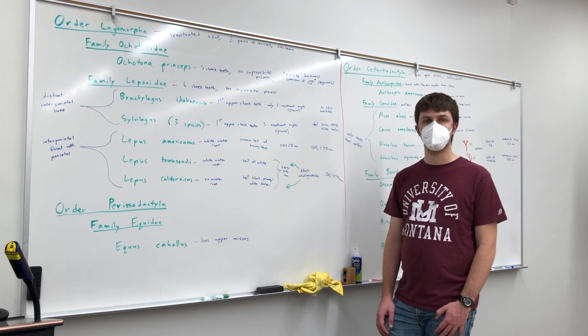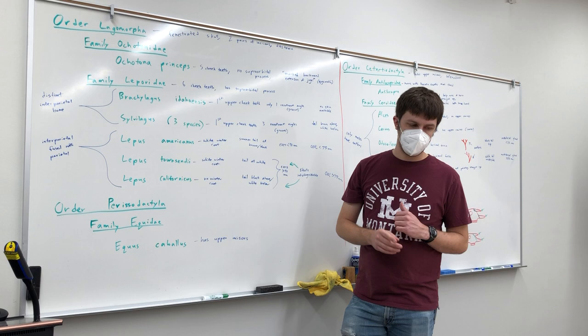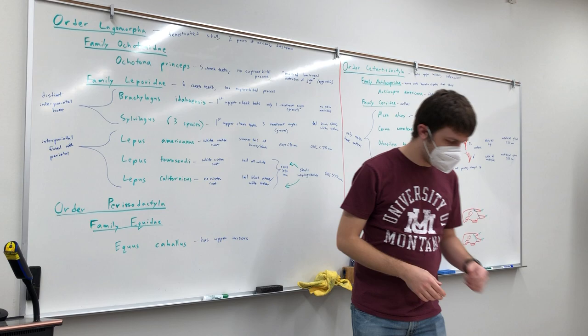In this video, I'm going to go over how to identify members of order Lagomorpha. So this is the pikas, hares, rabbits. Okay. So first, to identify that it is a lagomorph and not, say, a rodent or a carnivore or whatever else, there are a couple of things we want to look at.